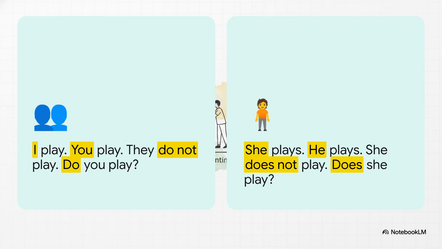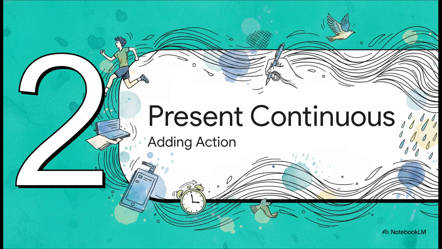Now, here's the one big rule you got to remember for the simple present. For I, you, we, and they, the verb just stays the same in its base form. But for a third-person subject like he, she, or it, you have to add an S or ES. Just look at the difference. They do not play versus she does not play. See that? That tiny change is absolutely crucial.